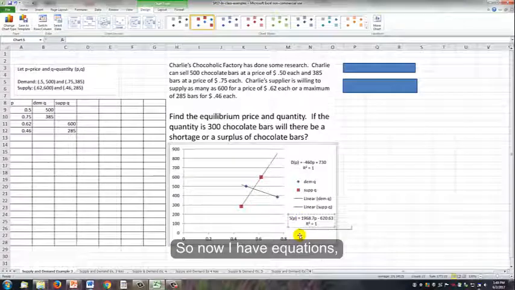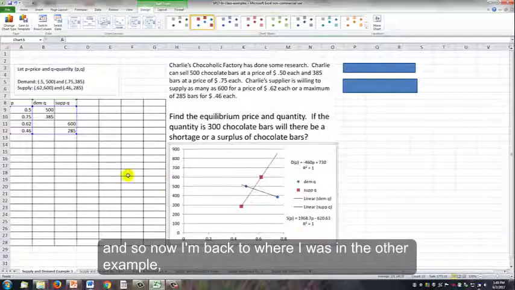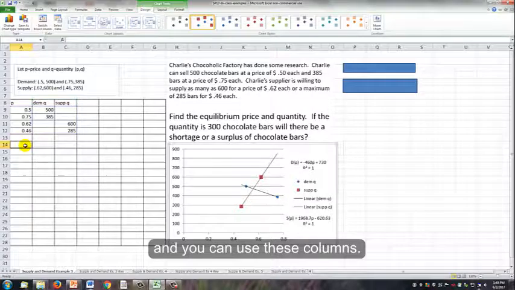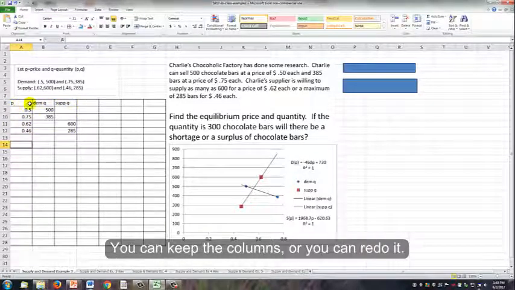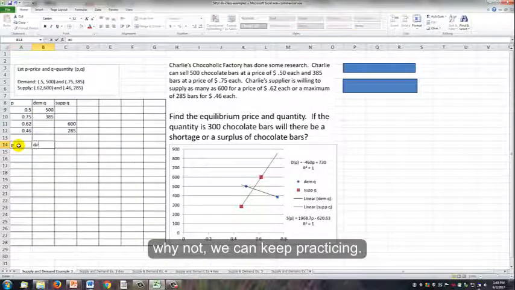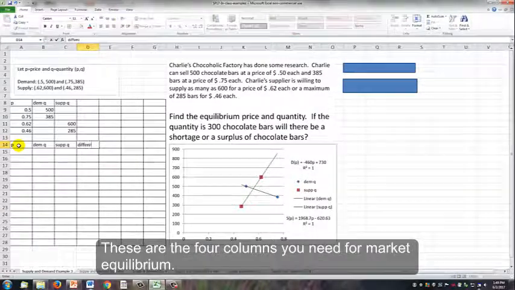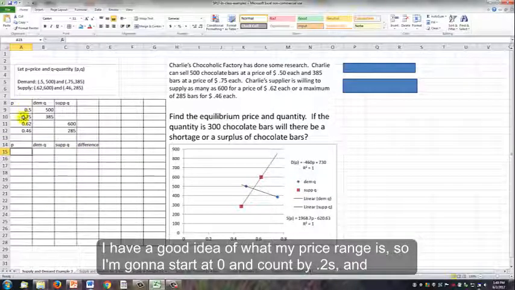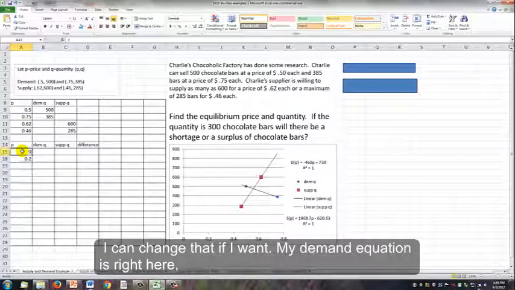So now I have equations, and so now I'm back to where I was in the other example, and you can use these columns. You can keep the columns or you can redo it. I'm going to redo it because why not? We can keep practicing. These are the 4 columns you need for market equilibrium. I have a good idea of what my price range is, so I'm going to start at 0 and count by 0.2s, and I can change that if I want.